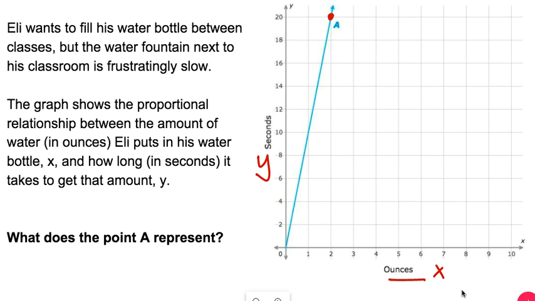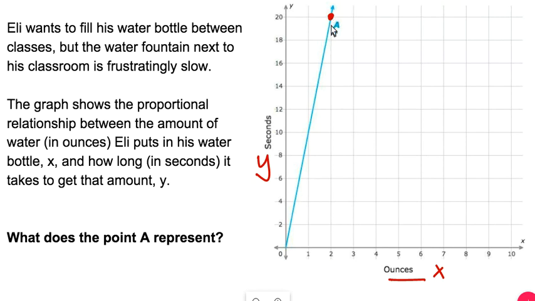Just so you have an idea, usually a soda or a bottled water is about 16 ounces. Well, no, let me see. Yeah, a water bottle is about 16 ounces. I think a soda is maybe 12. So just so you can have a frame of reference when looking at these ounces. So 2 ounces is not a lot. 2 ounces is like a teeny tiny little Dixie cup. So what does A represent?